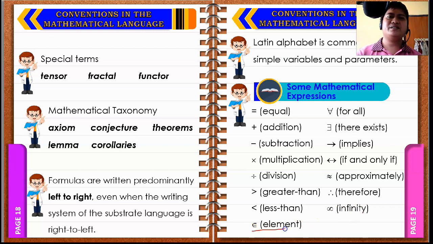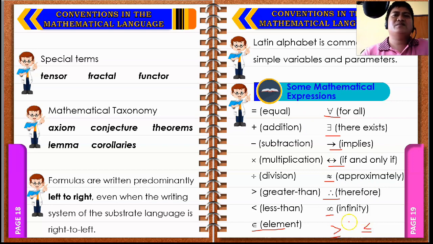This will be under the sets: for all, to define the sets, there exists, implies, if and only if, approximately, then, therefore, and infinity. And there are a lot of other mathematical expressions that you may encounter. We have less than, greater than or equal to, less than or equal to, and so on. So there are a lot of mathematical expressions that we are using and that are accepted worldwide.